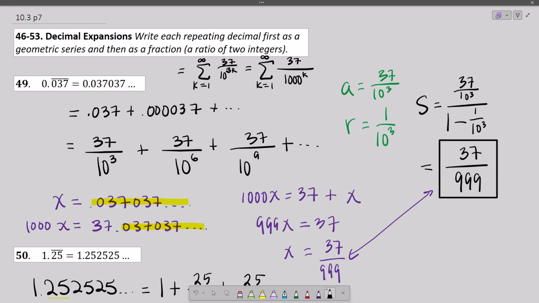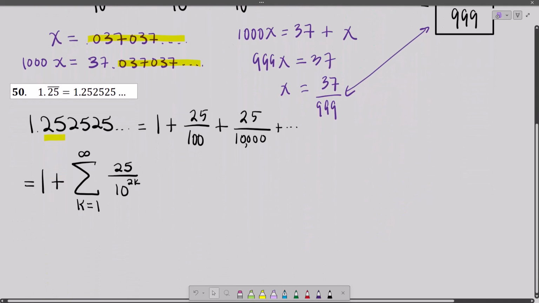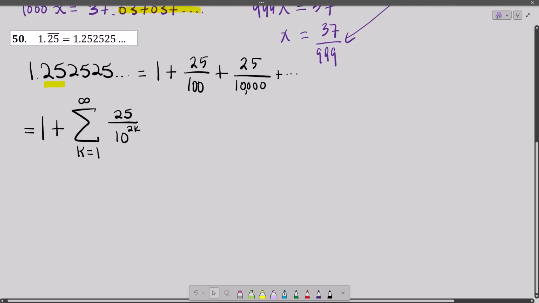So then here you can see that A is going to be 37 over 1,000, and your R value, the 37 doesn't count because there's no exponent on it, but the R value would be 1 over 1,000. Repeated multiplication by 1 over 1,000. So down here, we've got that.